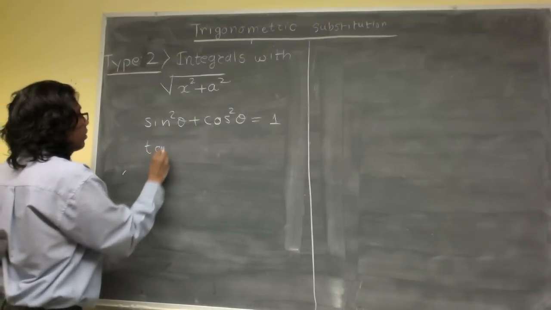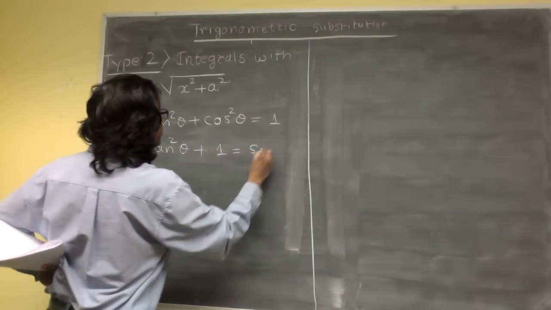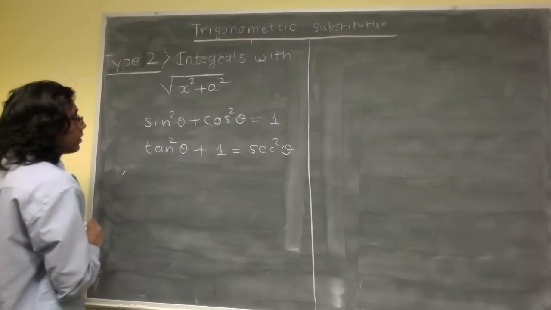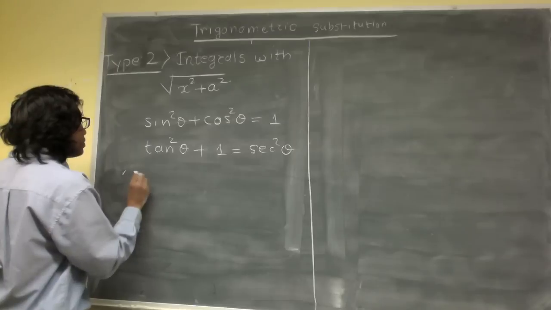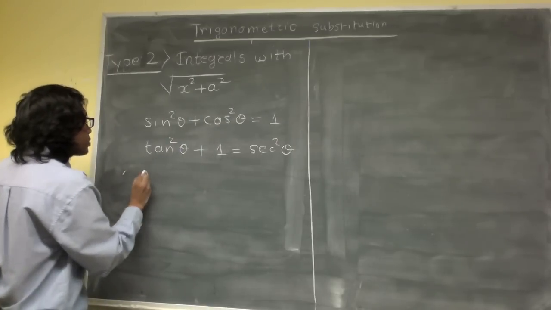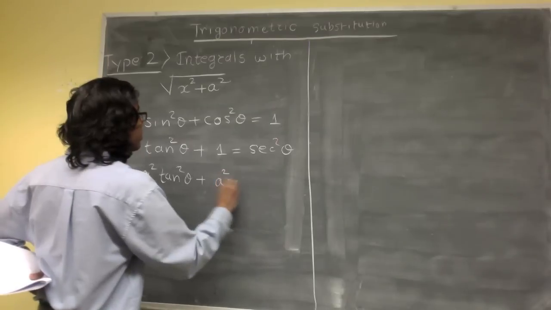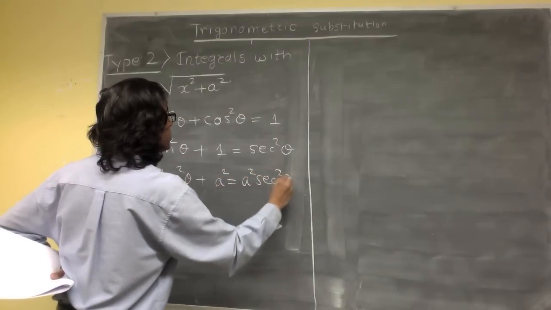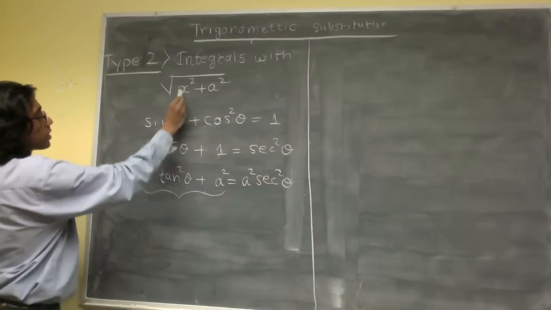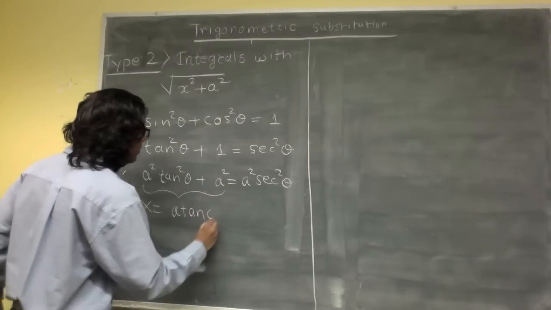So we look at this: tan square theta plus 1 is equal to secant square theta, and this starts to look like our integral here. But we are not quite yet there. So multiplying by a squared, you have a squared times tan square theta plus a squared is equal to a squared times secant square theta. Now this really looks like this if we have x is equal to a times tan of theta.